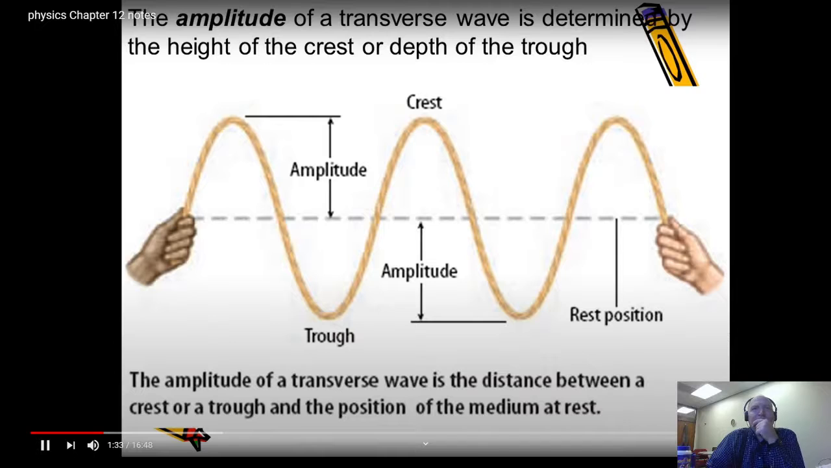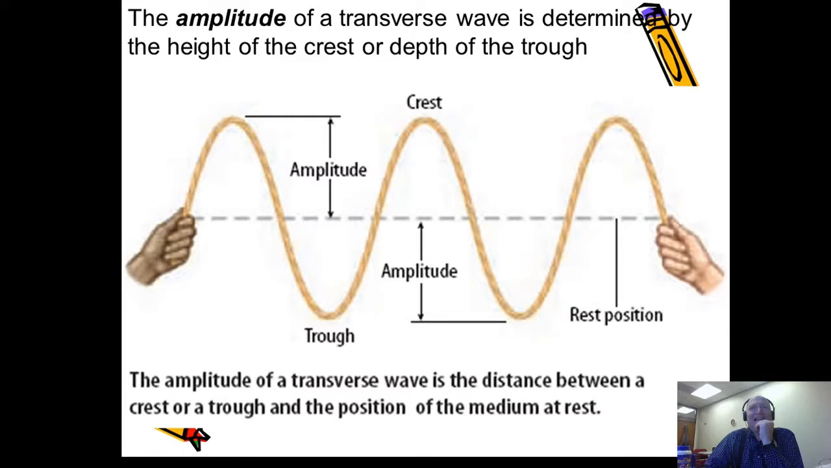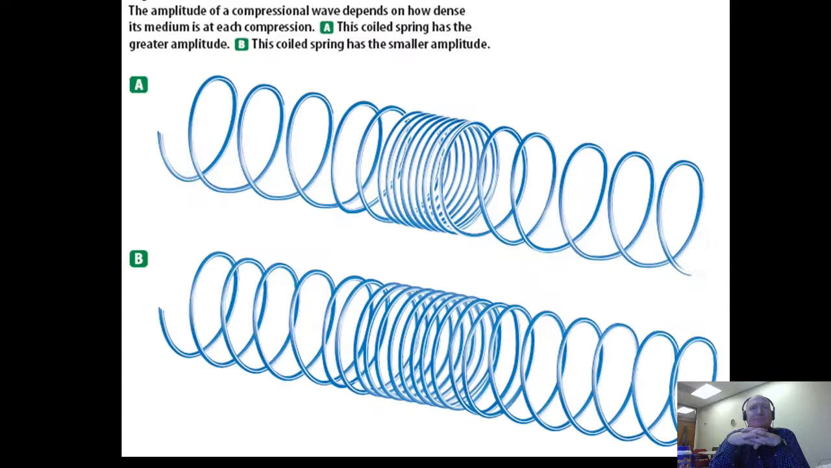As we learned in the last chapter, the amplitude of a transverse wave is measured by the height of the crest, or the trough. The amplitude of a compressional or longitudinal wave depends upon how dense the medium is at each compression. In other words, how tightly packed the material is at the compression area. This spring here, A, would be more dense than spring B.